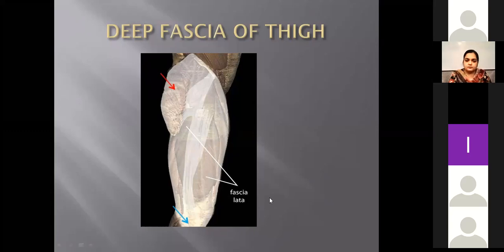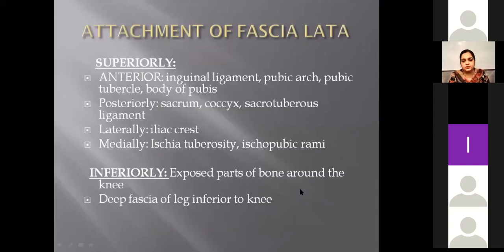Now, regarding the deep fascia attachment, that is the fascia lata. This deep fascia of the thigh, or the fascia lata, is superiorly attached by multiple sources, and inferiorly it merges with the deep fascia of the leg. First, we will discuss the superior attachment of the fascia lata.